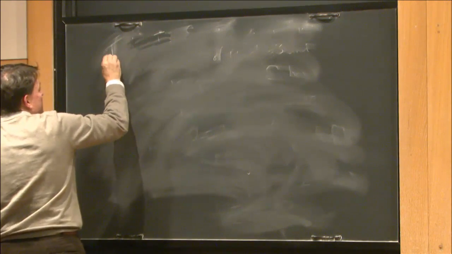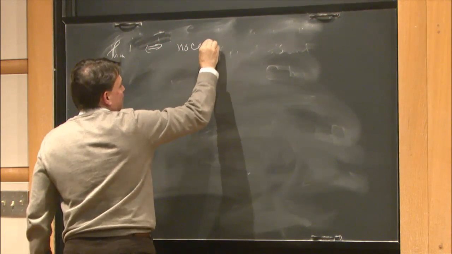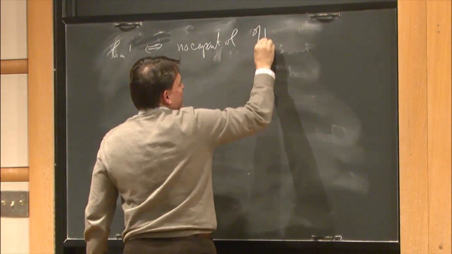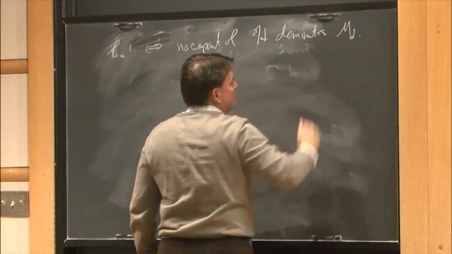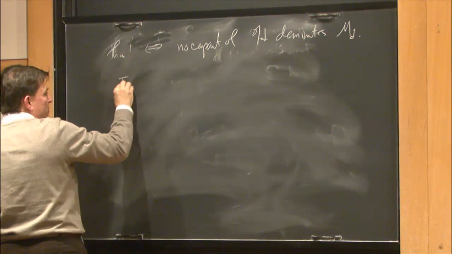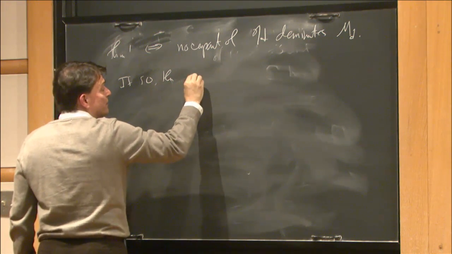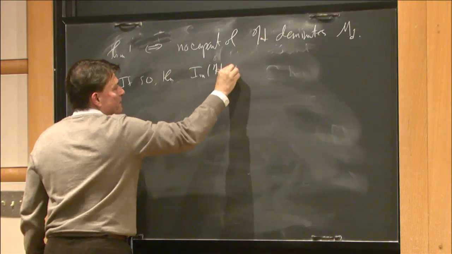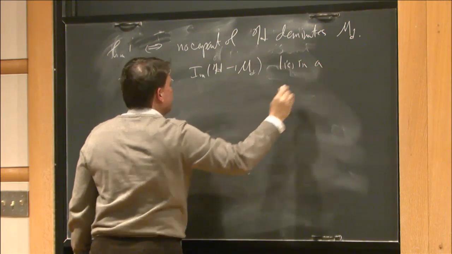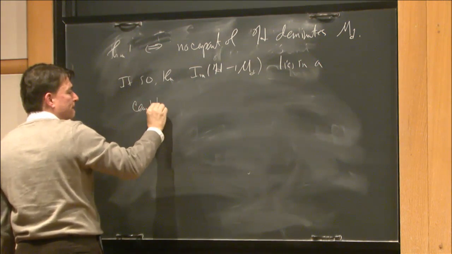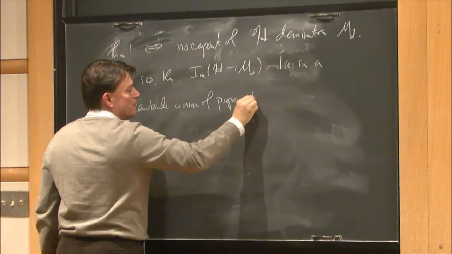So the theorem prime is the same thing as saying that no component of this Hilbert scheme dominates MD. Okay, because if this is correct, then the image, the map from H to MD, lies in a countable union of proper closed subvarieties.